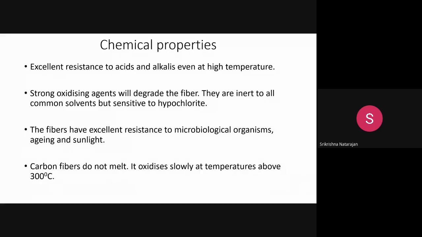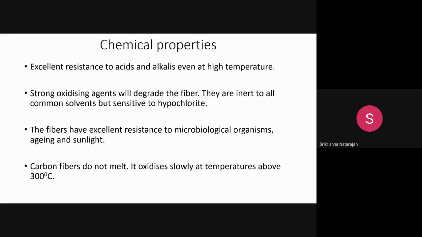Now we will see the chemical properties. If you observe, it contains mainly carbon, so it will be resistant to acid and alkali. It has a good chemical resistance. But if you use strong oxidizing agents, then it will degrade the fiber. They are inert to all solvents except hypochlorite, because hypochlorite is a strong oxidizing agent. They have excellent resistance to biological organisms, aging, and sunlight because in the structure mainly the carbon is there. Carbon is resistant to microbiological organisms, aging, and sunlight exposure. And these fibers do not melt; they oxidize slowly above 300 degree centigrade.